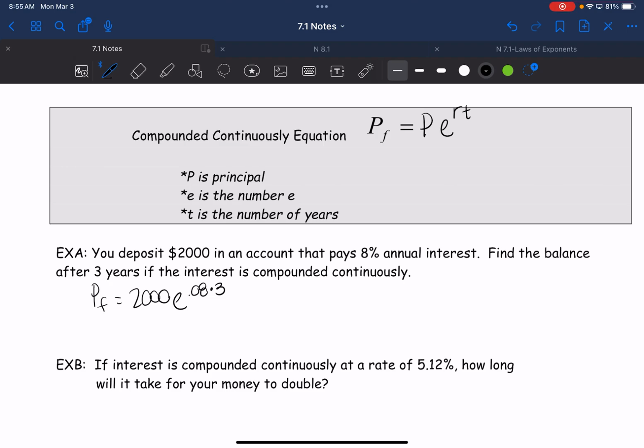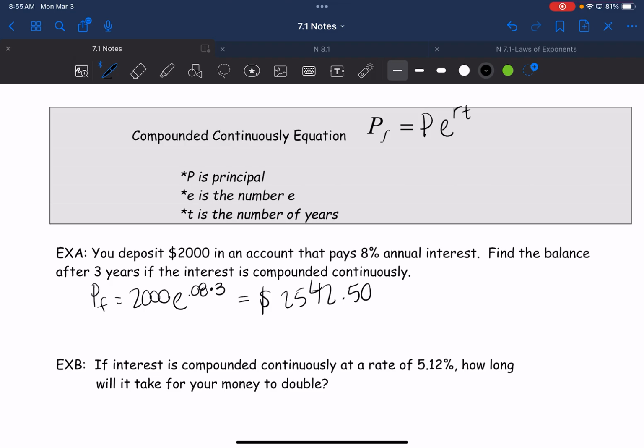All right. So how much money are we going to have here? All right. Nice. Okay. All right. Last example.